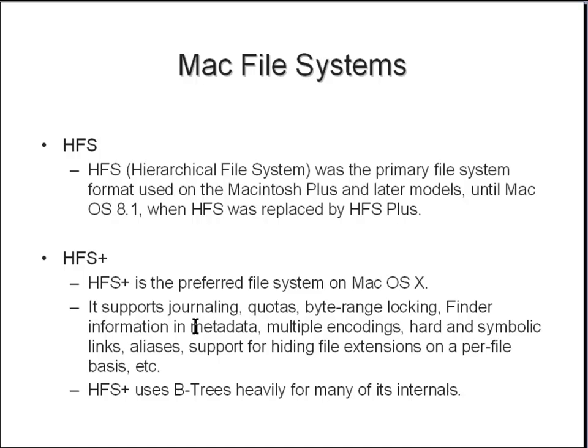So you can set up, for example, 1 gigabyte or 20 gigabyte quotas, so that users can't just continually increase the number and sizes of the files that are located on the hard drive. There's also the ability to get at Finder information, metadata. You can have multiple encodings, such as ASCII and Unicode. It also provides now for hard and symbolic links, if you recall what a hard and symbolic link were in Linux, for aliases, and support for hiding file extensions on a per file basis. And HFS Plus uses balanced trees heavily for many of its internals, and we'll touch on that just a little bit in a few minutes.